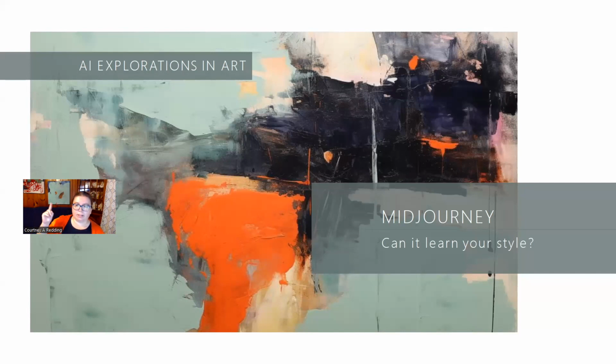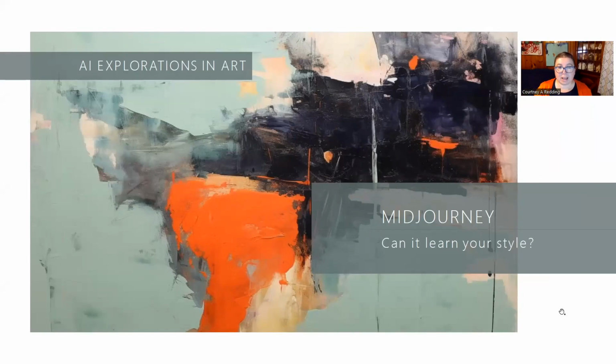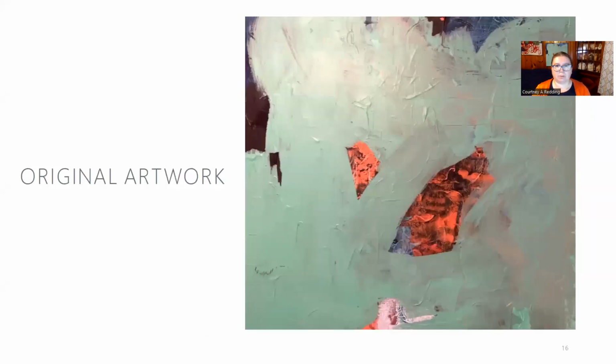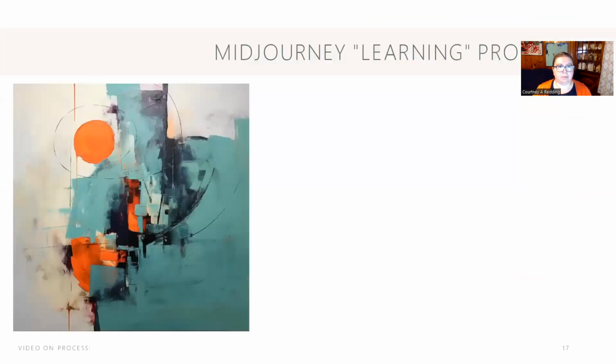From here, you can see two of my paintings. So what happens when I take these paintings, input it into the system, and have it generate some more? All right, so can we have it learn our style? This was the original artwork. It is seen right here. So what I did was I took a photo of it in a nice bright light, and then I input it into Midjourney.